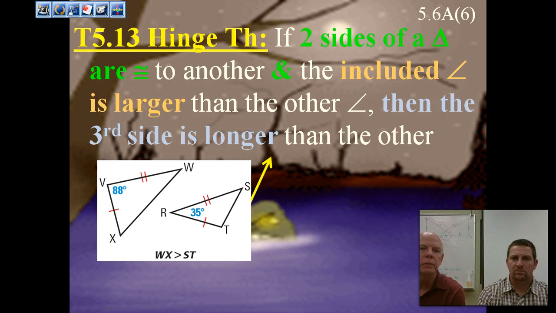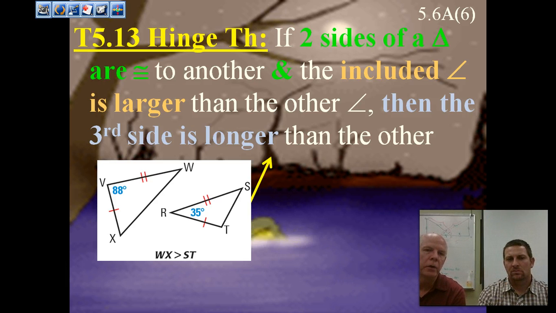So the Hinge Theorem states that if 2 sides of a triangle are congruent to 2 sides of another triangle, but the included angle is larger than the angle in the other triangle, then the third side has to be longer than the third side in the second triangle. Okay? That's a little bit hard to say in just words and catch what it means. So let's look at this diagram right here.